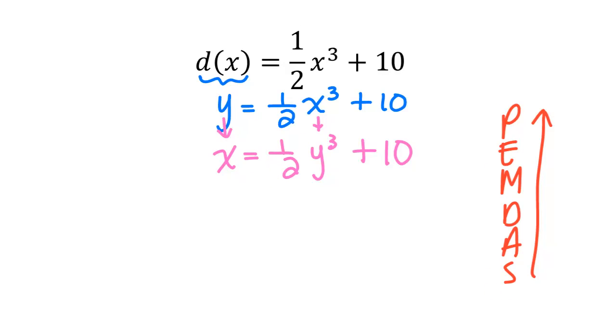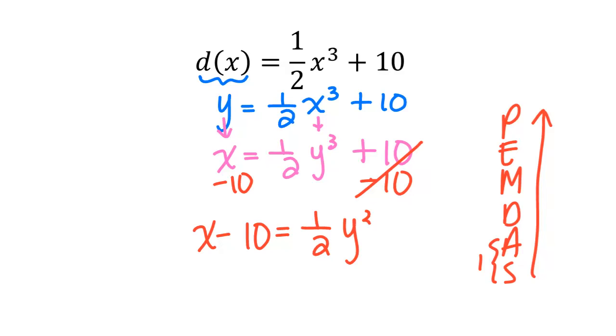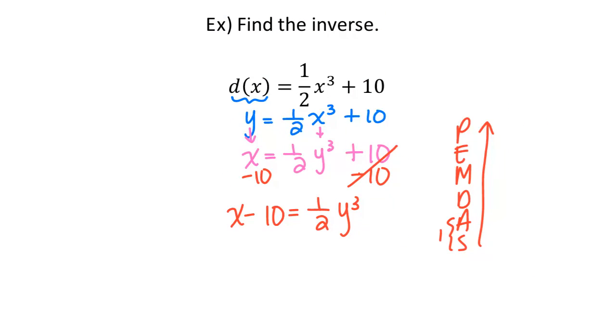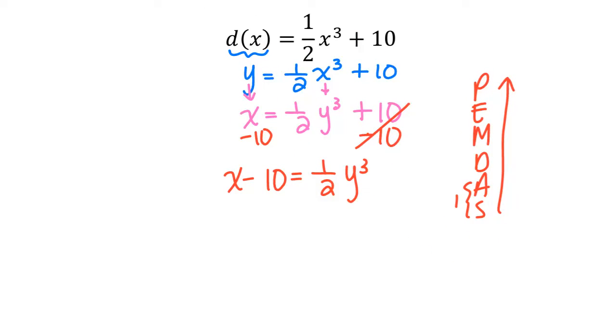Which one am I going to get rid of first? The 10, because adding or subtracting is the first thing you get rid of, okay? So that's a plus 10, so what's the inverse of adding 10? Subtracting 10 to both sides. And I get x minus 10 equals 1/2 y cubed. All right, so now I'm left with the 1/2 and the cubed next to the y. But again, the exponent is what I get rid of last.